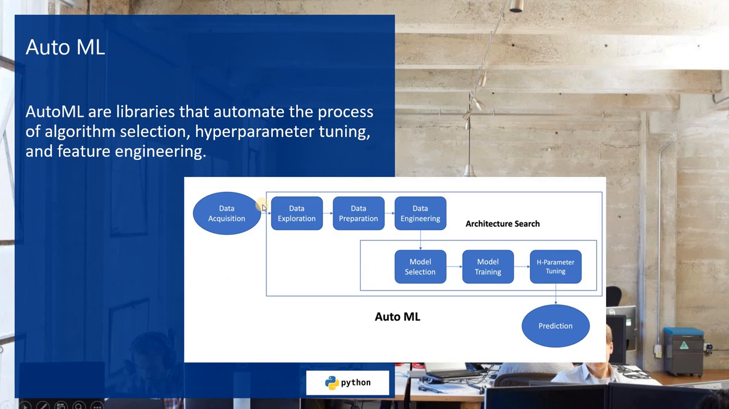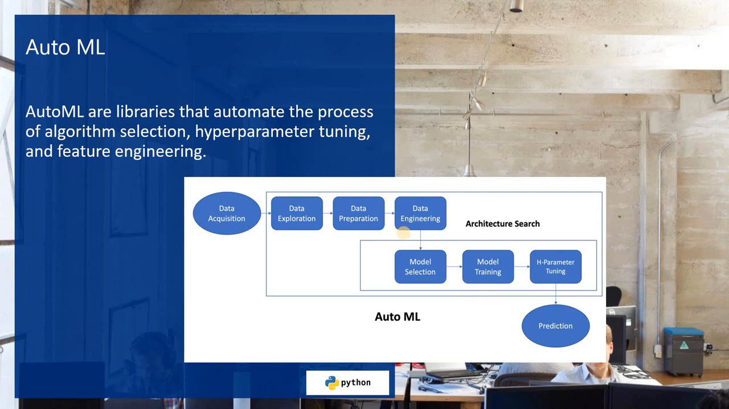So we have data. That data will go into this architecture search. So it will explore the data, data preparation, data engineering, model selection, model training and hyperparameter tuning. All these steps will be done by AutoML. We don't need to do all these steps. AutoML will do all these steps, and in the output it will give us the prediction.